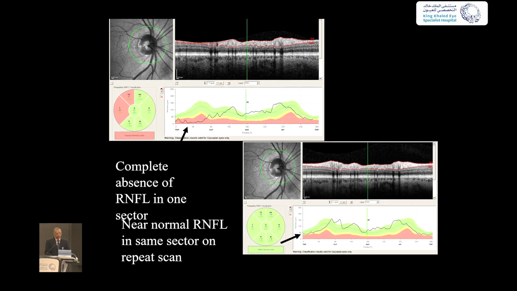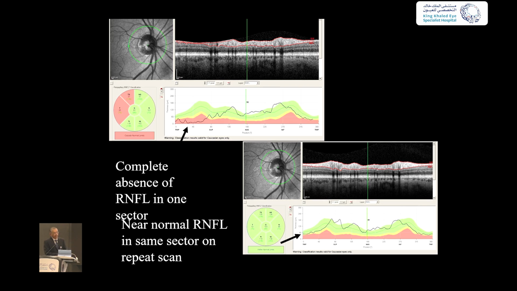So for example, this is an optic nerve that shows complete loss of nerve fiber layer, and I asked the technician to repeat the scan, and sure enough, 2 minutes later, there is complete normality of the nerve fiber layer.